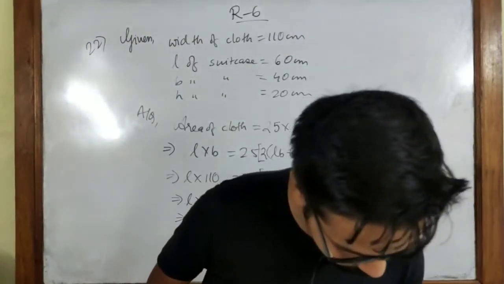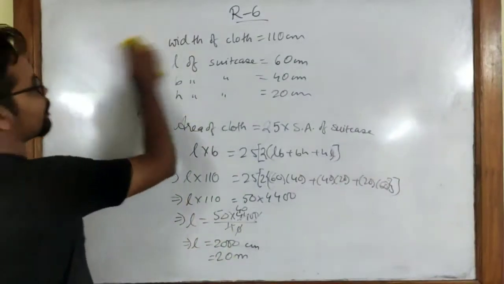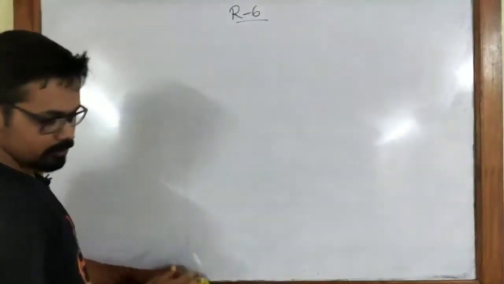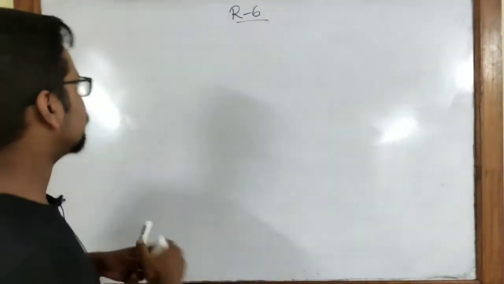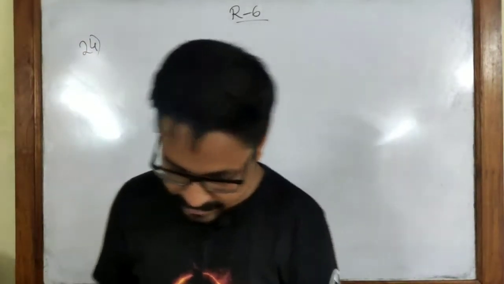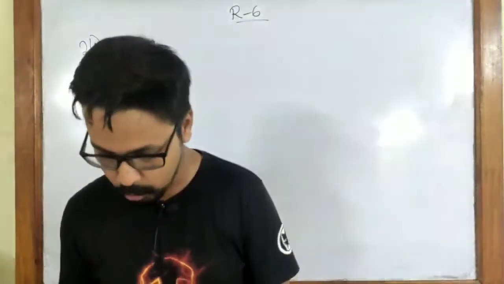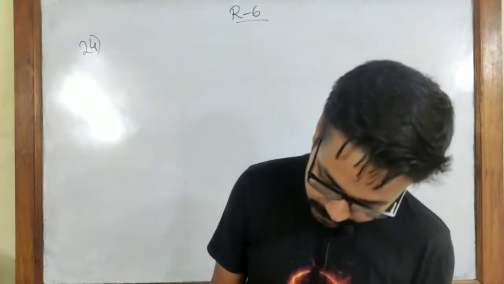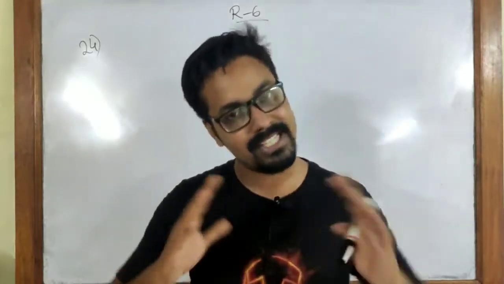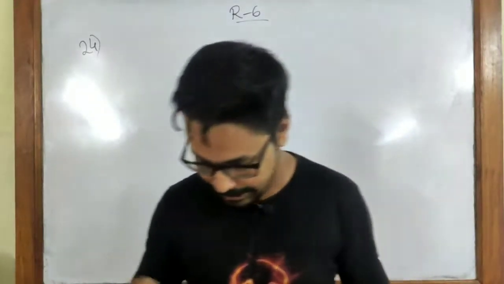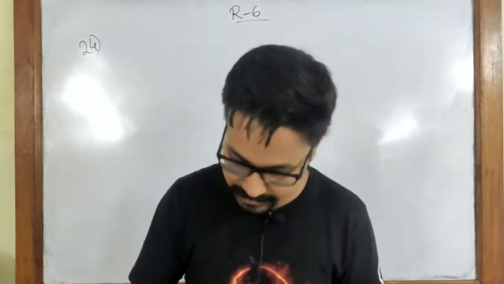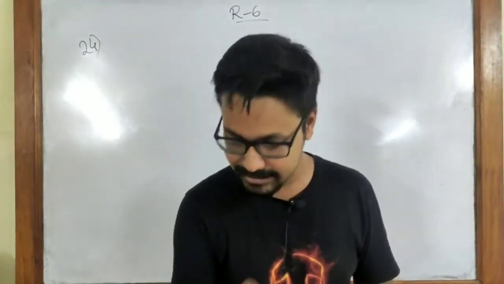Our next question is question number 24. What do we have in 24? How many metal sheets of size 1 meter into 1 meter will be required to form a cylinder of height 14 meter and radius 2 meter? Radius of base is 2 meter. So we have again a metal sheet whose size is given as 1 meter into 1 meter, and we have to make a cylinder using that sheet. And what is the size of the cylinder? The height of the cylinder is 14 meter and the base radius is 2 meter.